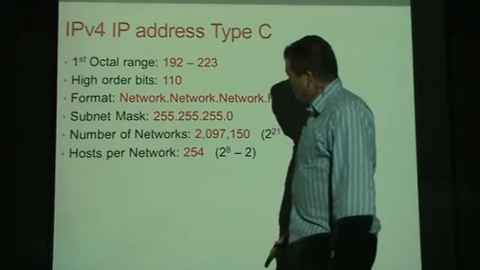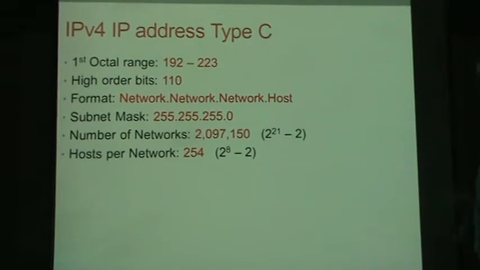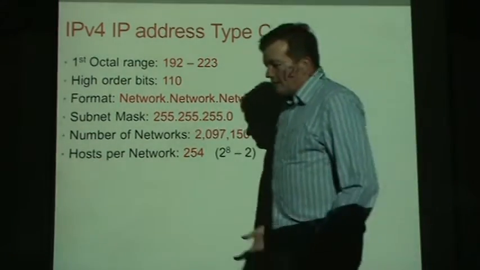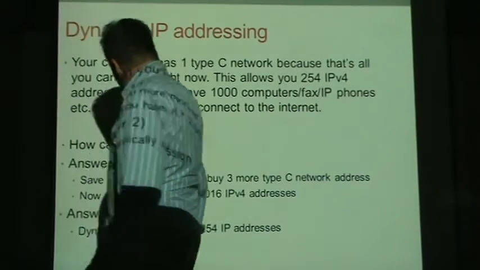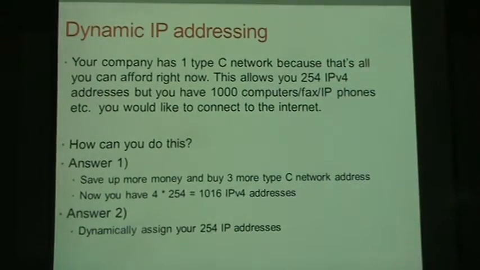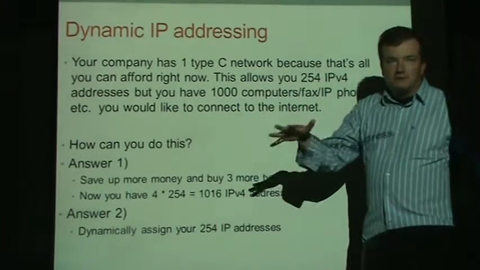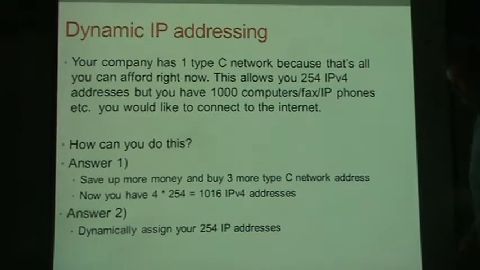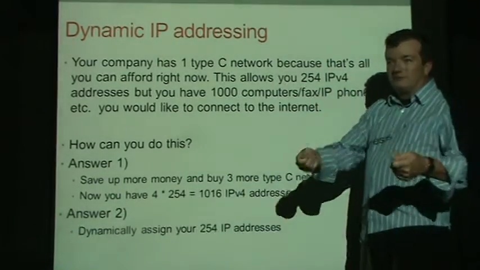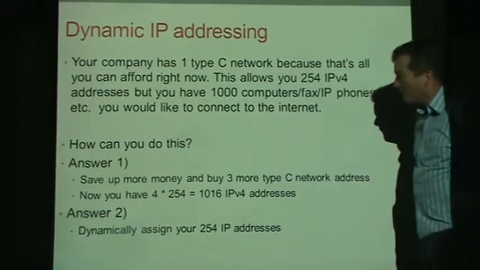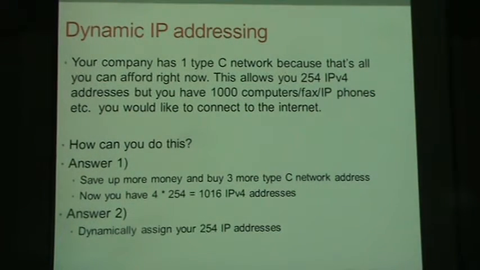So Type-C, if you remember, has 254 IP addresses that you could give out. So let's say you have a Type-C address, and you have 1,000 computers or faxes, different machines at your company that you need to give an IP address to. But the world only allows you 254 IP addresses, and you have like 1,000 machines to give an IP address out to.